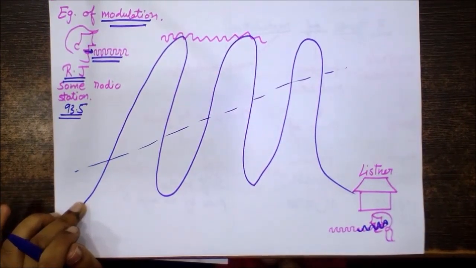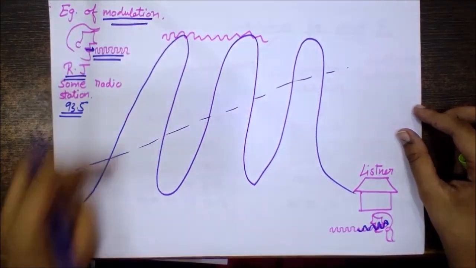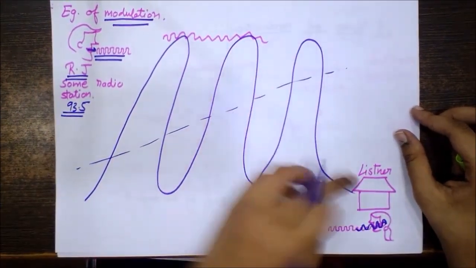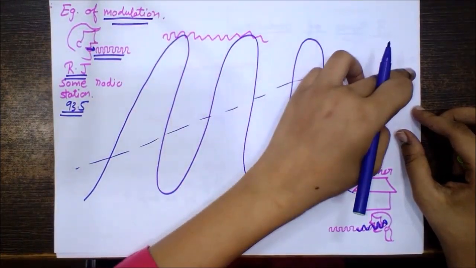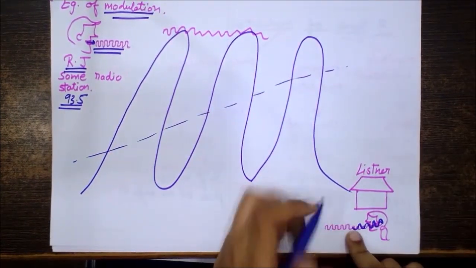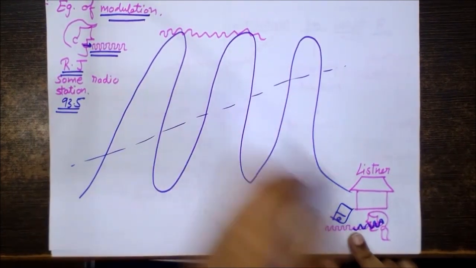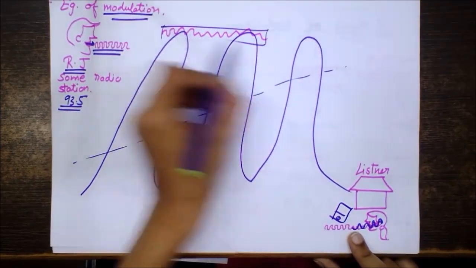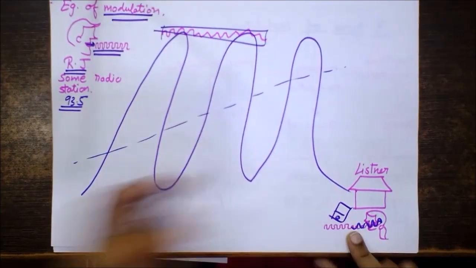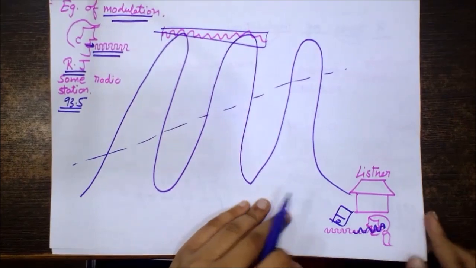So while modulating, we will just take the original signal as it is. We will place it on big signals and let it travel throughout the entire city. And the demodulator, the device of the person who is listening, will take only the original signal and remove the carrier signal. This is demodulation. So this is the entire concept of modulation.